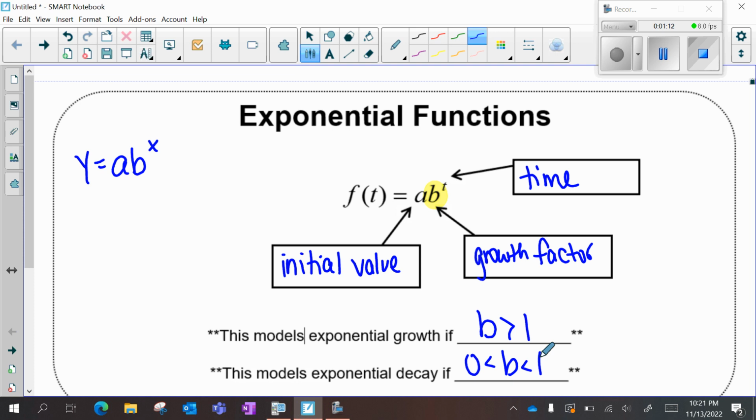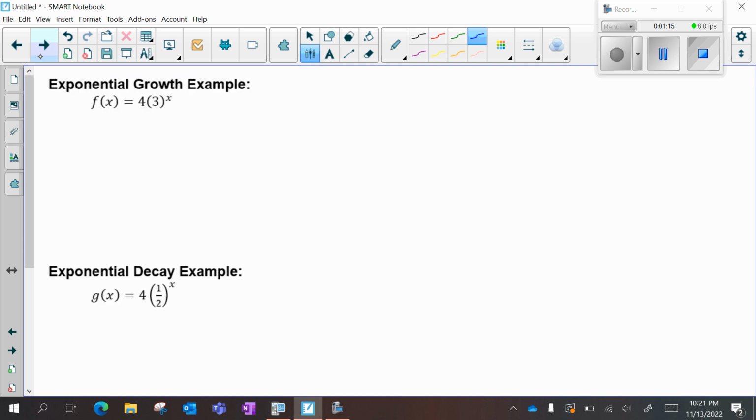So let's take a look at two different examples. Exponential growth would be 4 times 3 to the x power. So my initial value is 4, and my growth factor is 3. So A would be 4, B would be 3. And this would be growing or getting bigger.